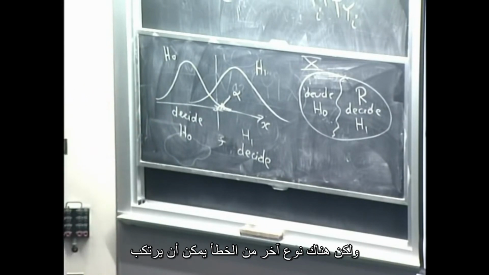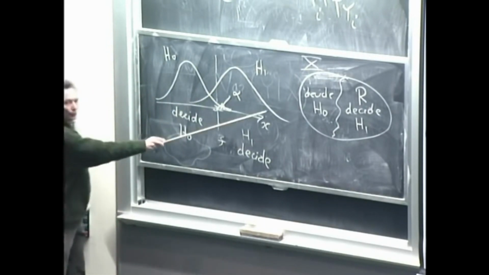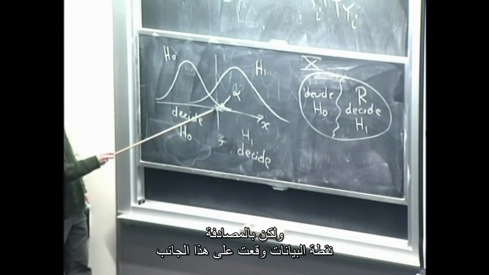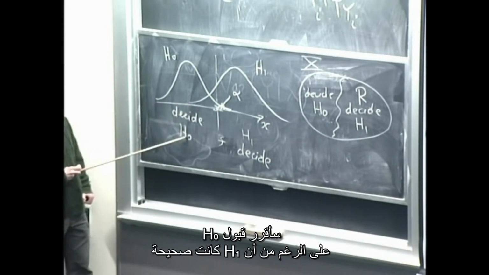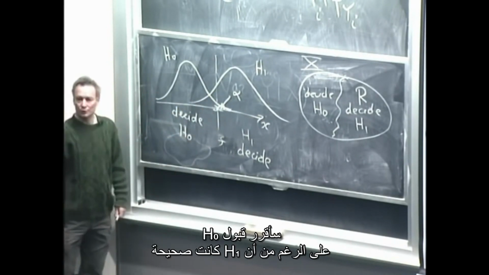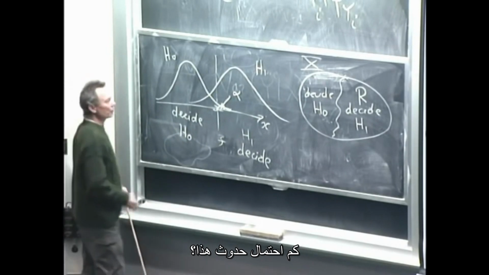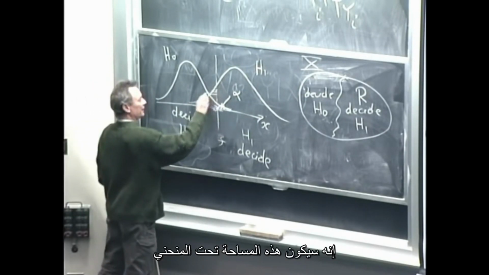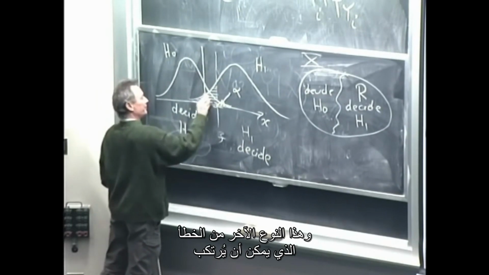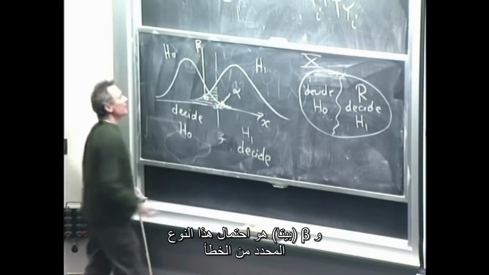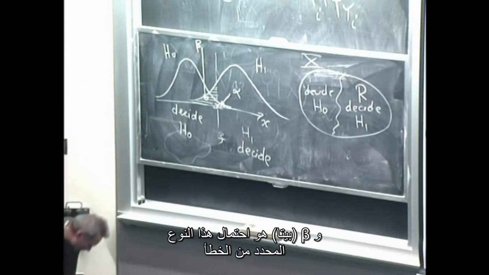But there is another kind of error that can be made. Suppose that H1 was true, but by accident my data happens to fall on that side. Then I'm going to make an error again. I'm going to decide H naught, even though H1 was true. How likely is this to occur? This would be the area under this curve here. And that's the other type of error that can be made, and beta is the probability of this particular type of error.